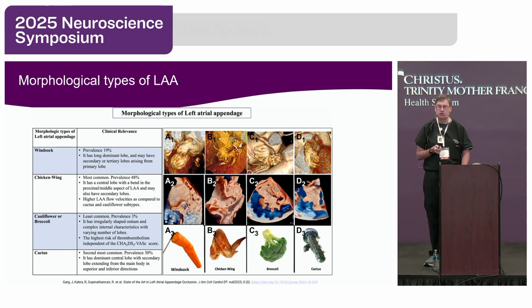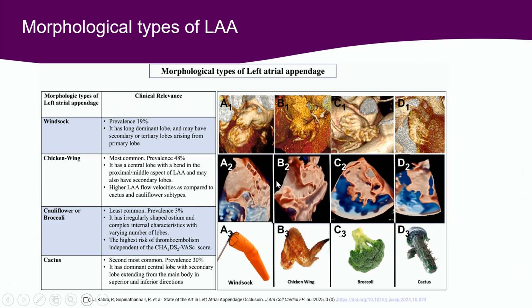So every left atrial appendage is a very unique structure. It's kind of like your fingerprint. No two appendages are exactly the same. We have characterized some of these morphologically. The most common type of appendage is what we call the chicken wing appendage, and this is noted right here, where you have this little area that goes upwards. I'm sorry, chicken wing is over here. Right there, yeah, the chicken wing, and B, where it juts anteriorly.